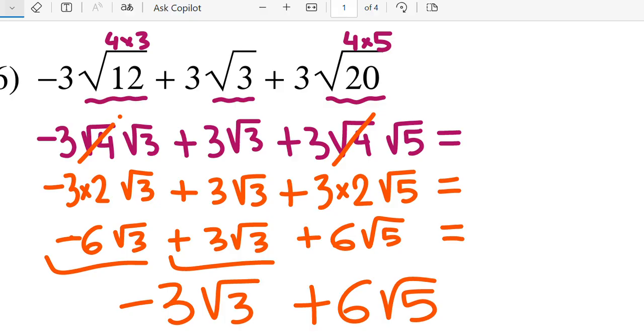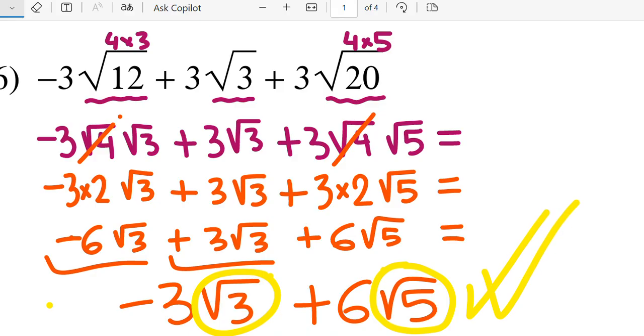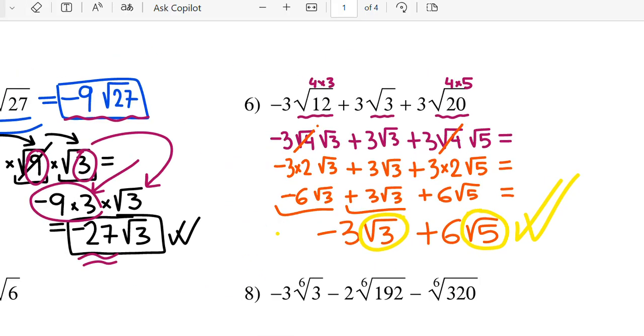Guys, are we done with this one? Can we combine radical 3 and radical 5? No, we cannot combine them. These are not like terms. With this, we are done. There is nothing else we can do here. So, we are done with this one.